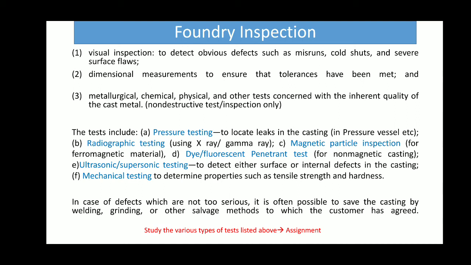Similarly, we have to measure that particular cast part's dimensions, the final dimension of the cast part, so as to check and ensure all the tolerance requirements. So this is how foundry inspection is also done, after the final part has been made. Similarly, metallurgical, chemical, physical, and other tests which are concerned with the inherent quality of the cast metal are also done.